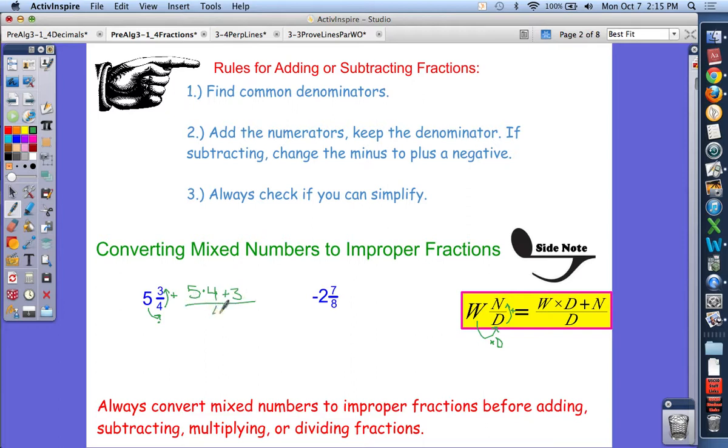And that's over 4. 5 times 4 is 20. 20 plus 3 is 23. So the improper fraction for 5 3/4 would be 23/4.